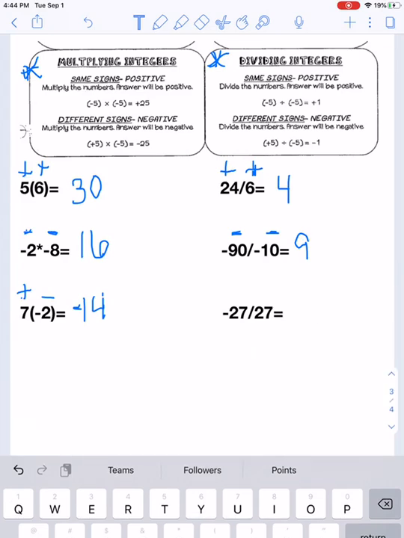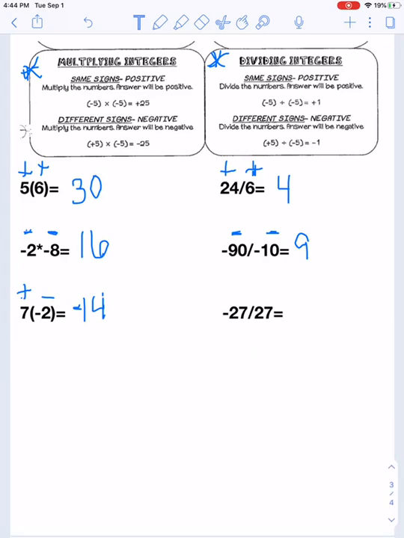And so for the last question, we have negative 27 divided by 27. Therefore, we have a negative divided by a positive, okay? So we have different signs. Therefore, I automatically know I'm going to have a negative answer. Well, 27 divided by 27 will be 1. So I know my answer is negative 1.